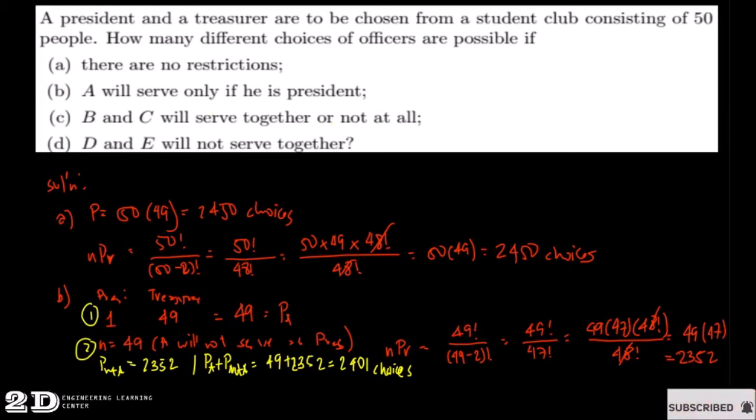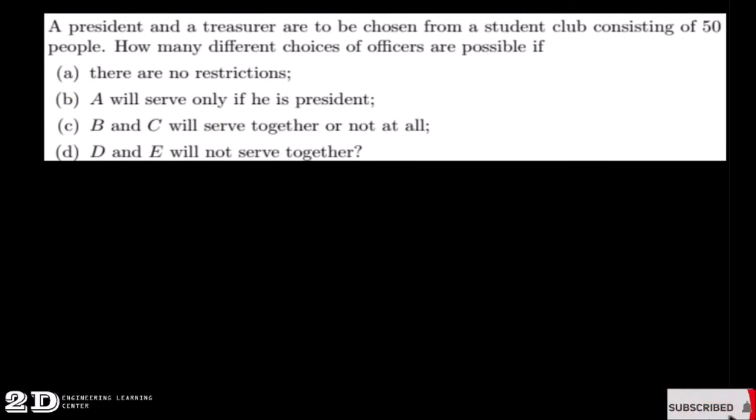Now we will continue for letter C and letter D. Let's have some blank space. So we have C, the condition for C. The condition for C is that B and C will serve together or not at all. So meaning B and C should be chosen as either president or treasurer, or they will not be chosen. The two of them will not be chosen at all.